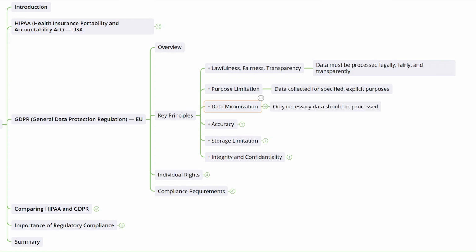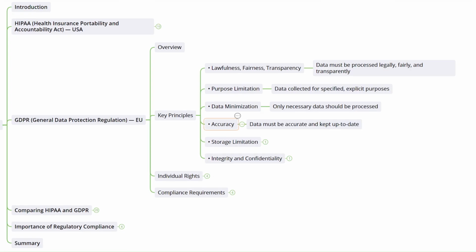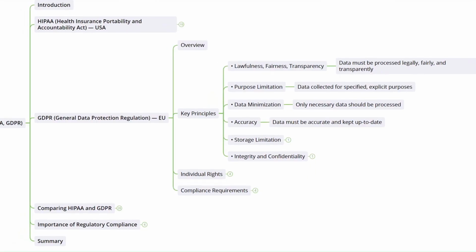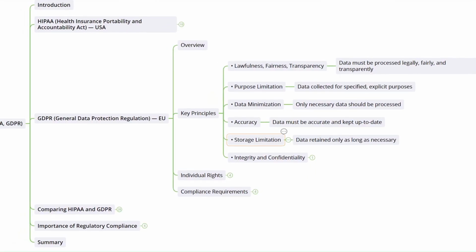Data minimization. Only necessary data should be processed. Accuracy. Data must be accurate and kept up to date. Next, storage limitation. Data retained only as long as necessary. Next, integrity and confidentiality, by ensuring data security through appropriate measures.